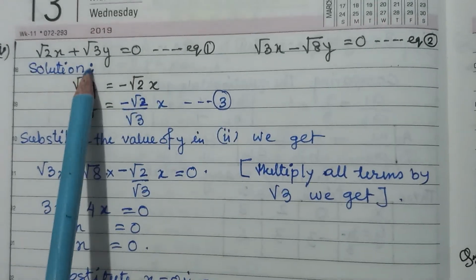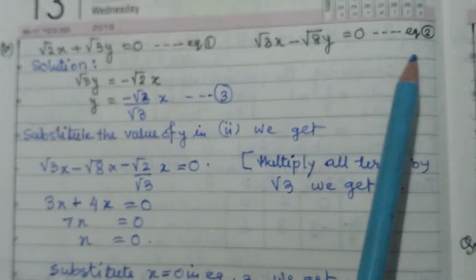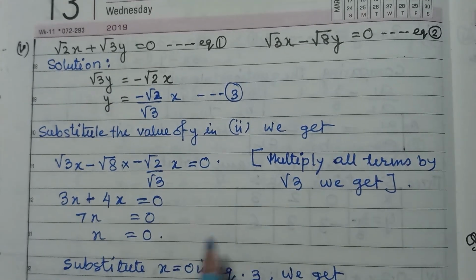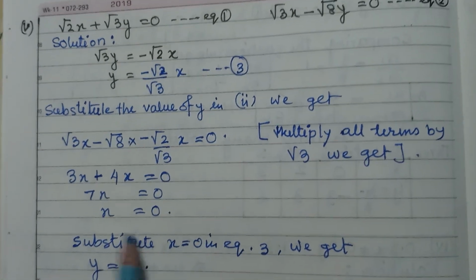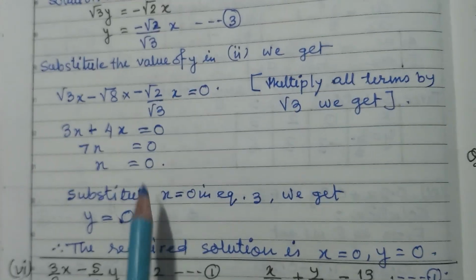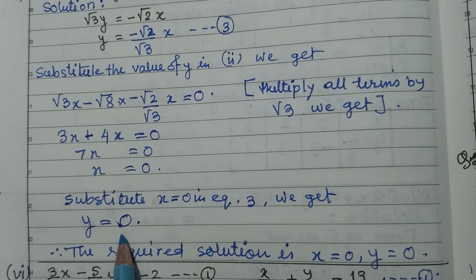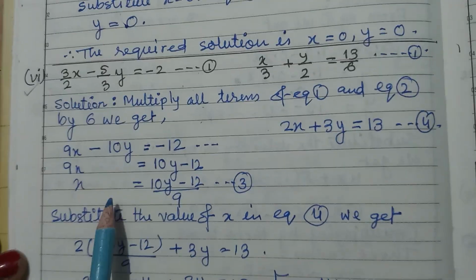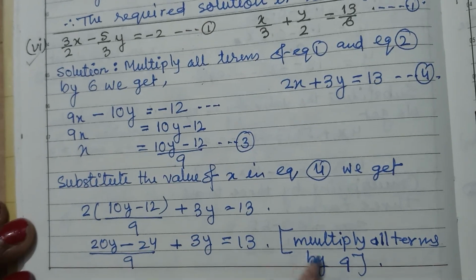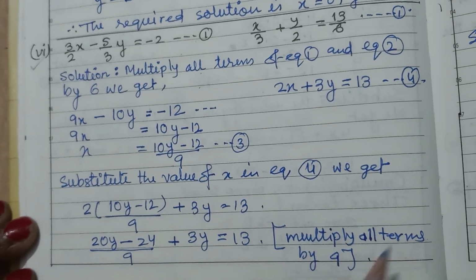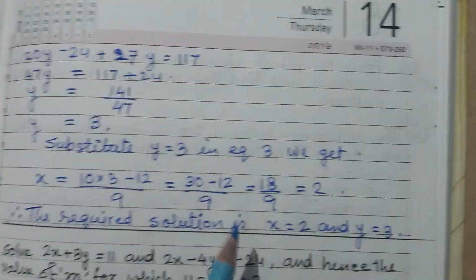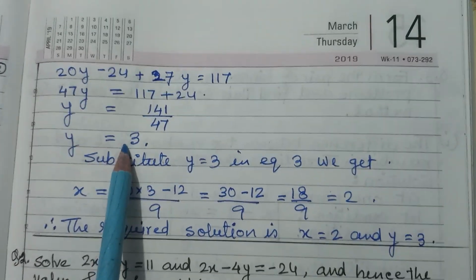this: root 2 x plus, this is the first equation and this is the second equation. Again the y value you take out from the first equation and substitute in the second equation. x is equal to 0, and again substituting this value, y is also equal to 0. Third also, now it is the sixth one, same here by the substitution method, nothing is different here. So x and y values you can get; check it, the value of x is 2 and the value of y is equal to 3.